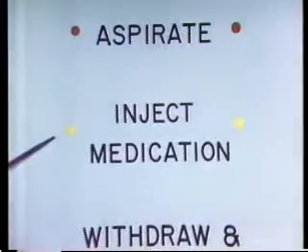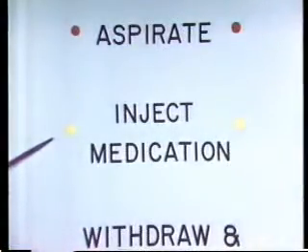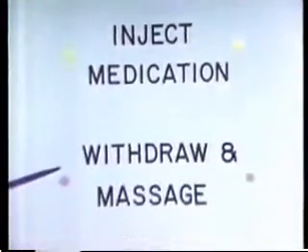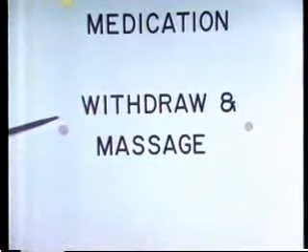If blood appears in the syringe, do not give the medication. Withdraw and apply direct pressure with the alcohol sponge and start the entire procedure again with another sterile setup. The fifth principle: inject the medication. And finally, withdraw the needle and syringe and massage the site.